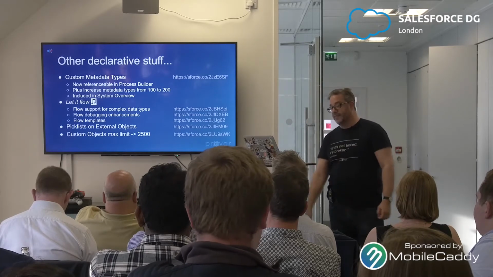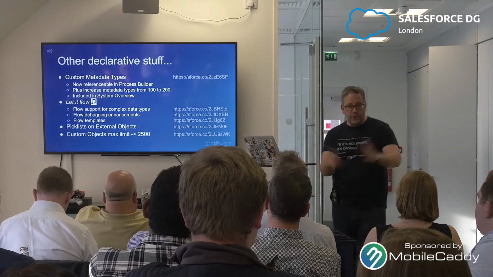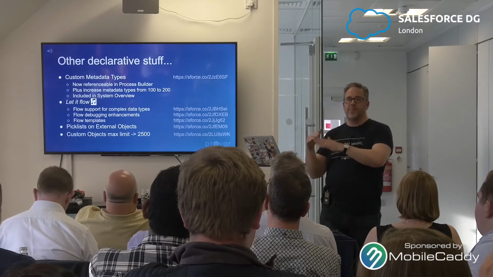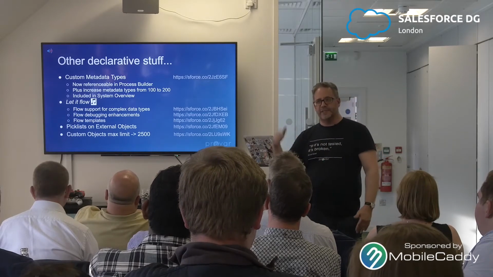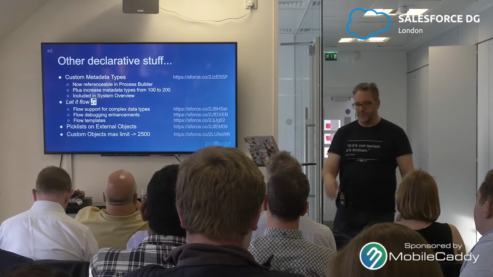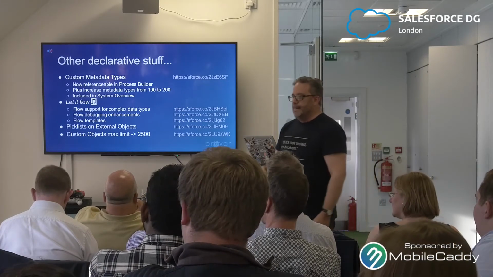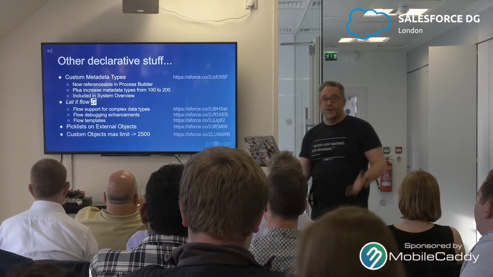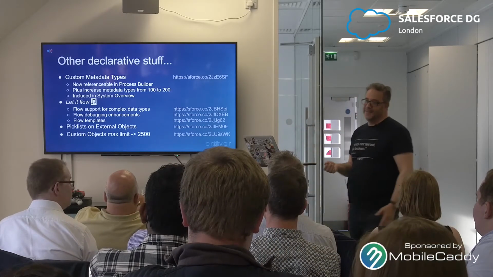And custom objects, 2,500 you can have now, including all packages. That's the maximum depending on your license type. So I think if you're on unlimited edition, you can have up to 2,500. I'm not sure where it is at enterprise and professional and whatever else. Any change to maximum fields? Not that I know of, that I've seen so far, but it could be in there hidden.